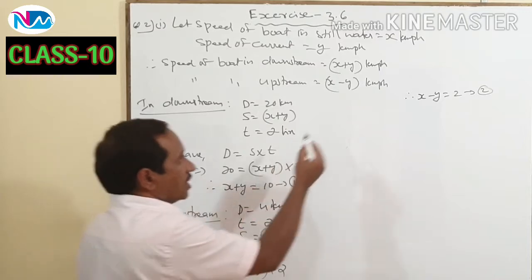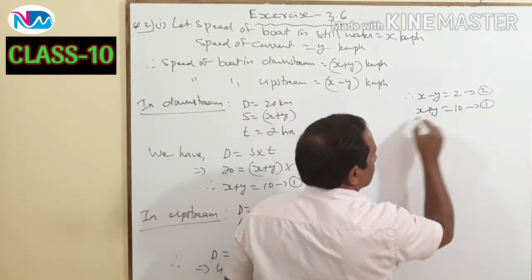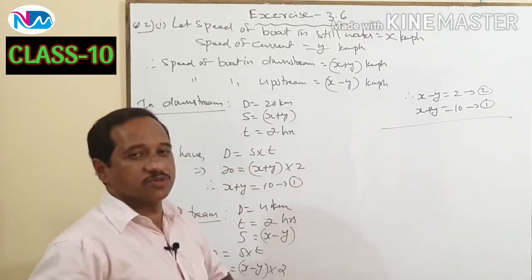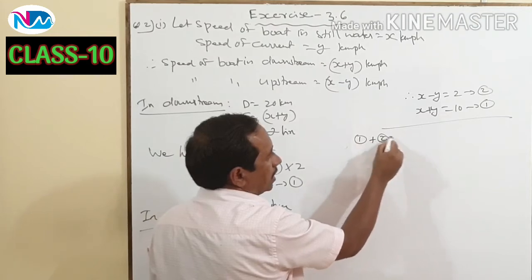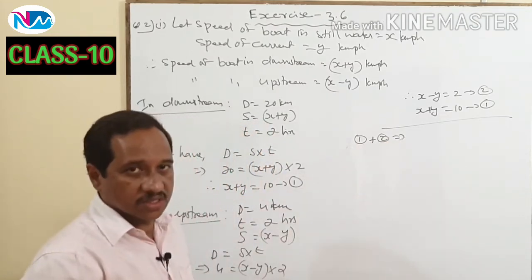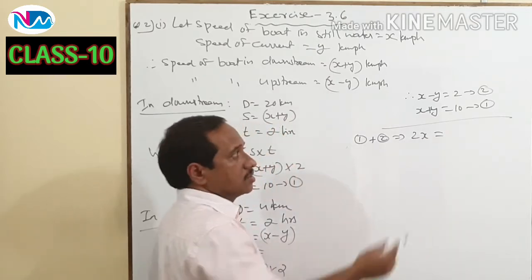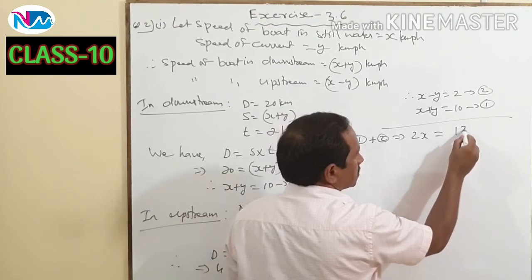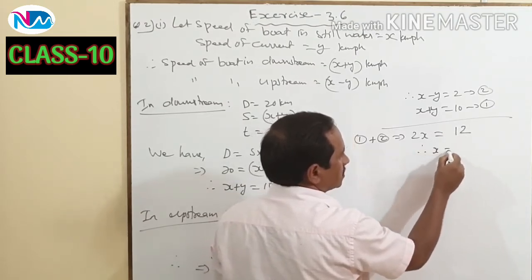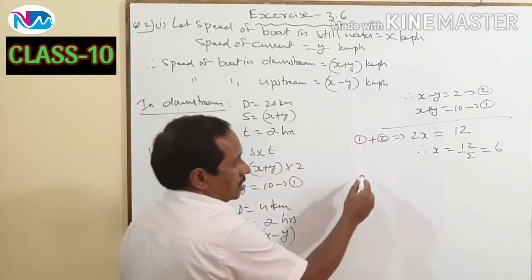In equation 1, we have x plus y is equal to 10. Now we can solve the two equations by simply eliminating the variable y. For that, I add equation 1 and equation 2 gives x plus x, 2x is equal to, because minus y and plus y will be cancelled, 2 plus 10, 12. Therefore x is equal to 12 by 2 is equal to 6.